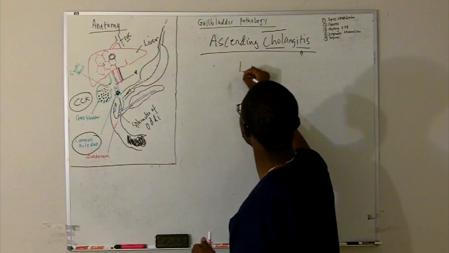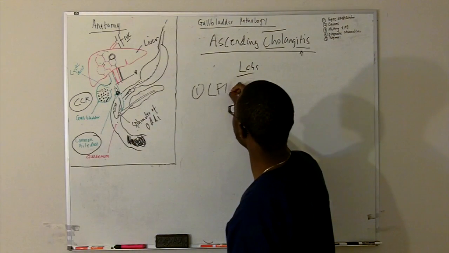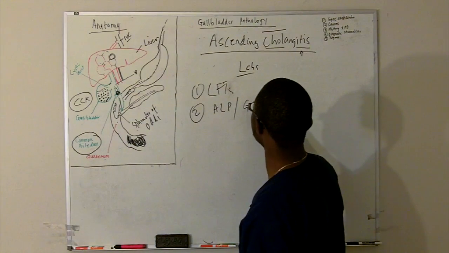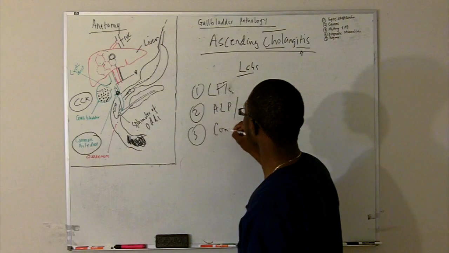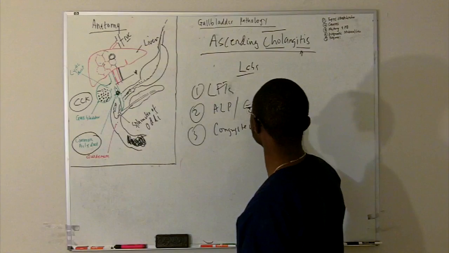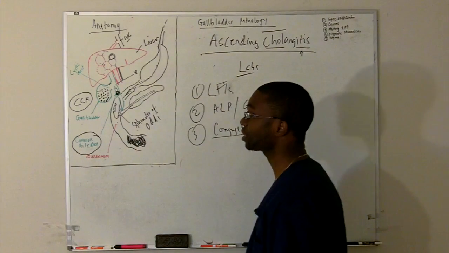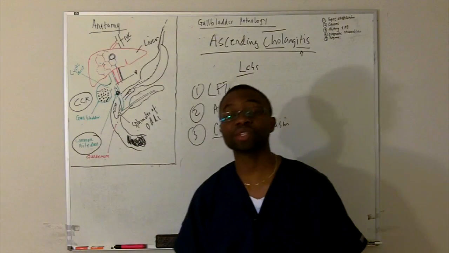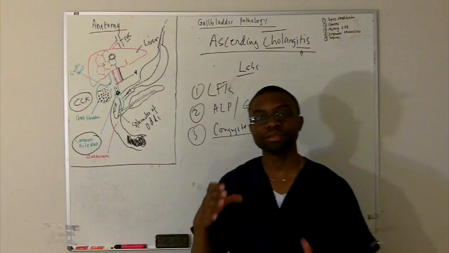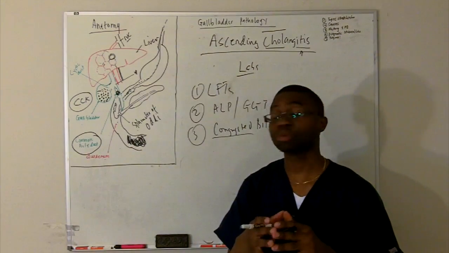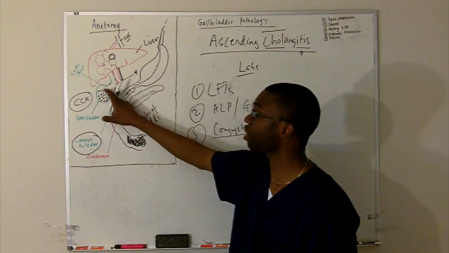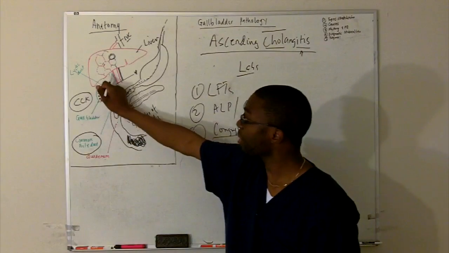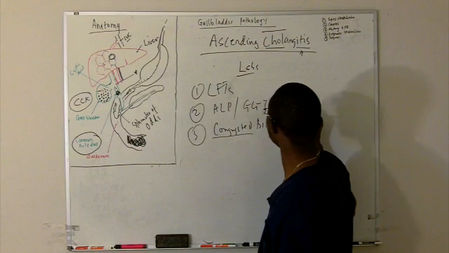Right? Lab-wise, LFTs, we get alkaline phosphatase, and we get a GGT. Conjugated bili, and if you don't know why we're saying it's conjugated, it's because the liver already processed it. The UDP-glucuronosyltransferase already added glucuronide, conjugating your bilirubin, so all of a sudden it becomes water soluble and it's able to come out into the gallbladder. So it's already conjugated. It's not an intrahepatic problem. This is more coming from outside here, right? So the conjugated bili will be high.